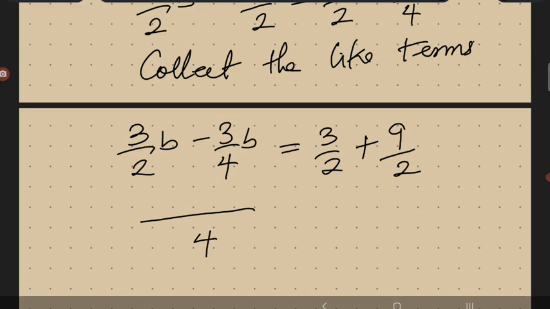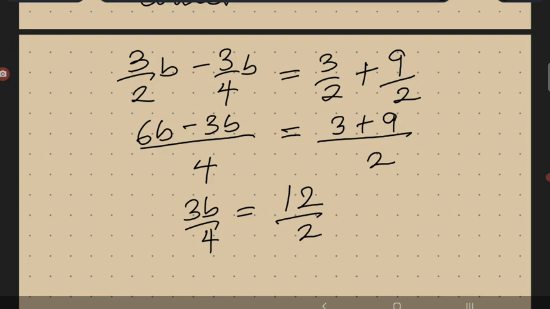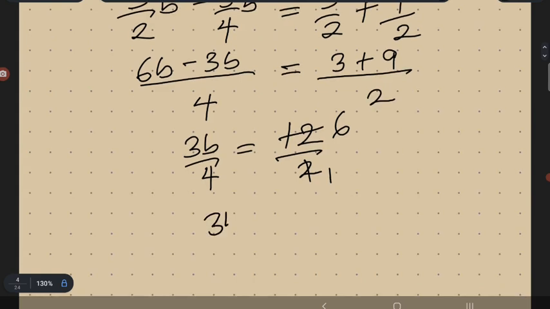2 in 4, we have 2. So we have a 6b minus 3b, which gives us 3b. The LCM here also will give you 2 in 2, we have 1, 3 plus 9. So we still continue to have 3b over 4. By the time we subtract 3 minus 6, we have 12 over 2. So here 1, here 6. So we still have 3b over 4 is equal to 6 over 1.